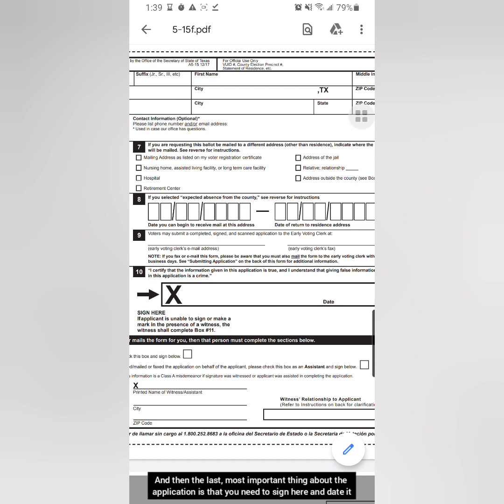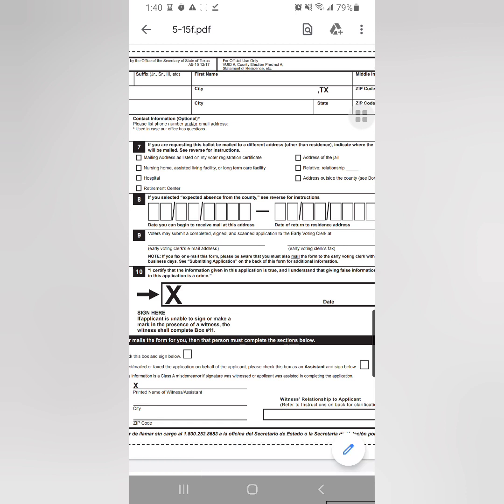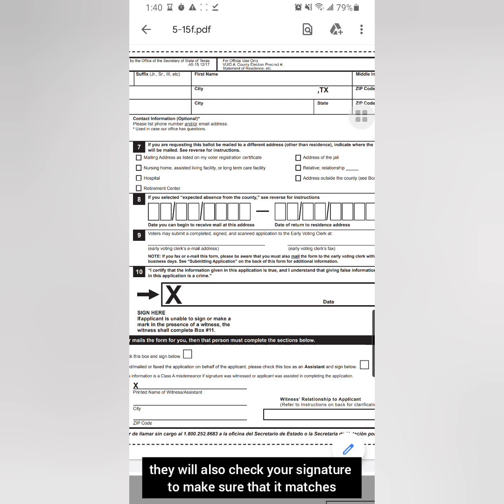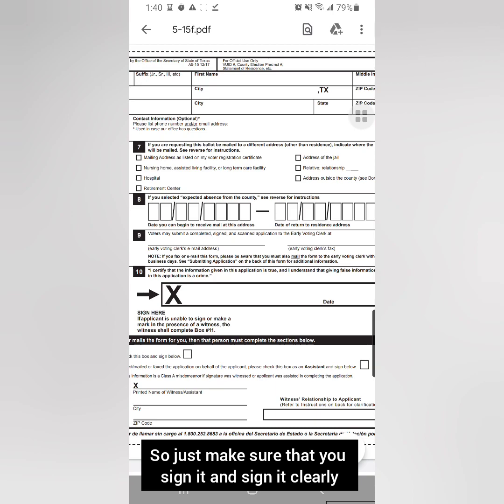And then the last most important thing about the application is that you need to sign it right here and date it. Your signature should look the same as if you registered with a paper application. It should look the same as that. And then when they get your absentee ballot back after you completed it, they will also check your signature to make sure that it matches so that they know that you were the person who filled it out. So just make sure that you sign it and sign it clearly.